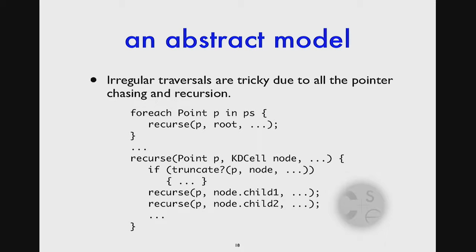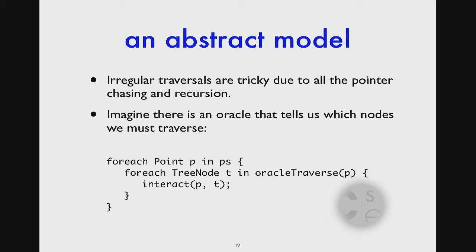So why don't I just ignore all the stuff that makes this really ugly and throw away the recursion, throw away the pointer chasing, and just suppose I could ask an oracle. Right? I have a point. For every point in the set, ask the oracle what part of the tree I'm going to touch, and then iterate over that tree, over those set of nodes. Right?